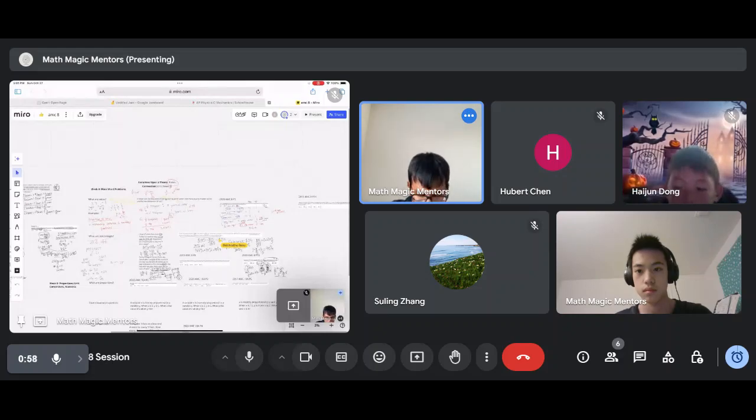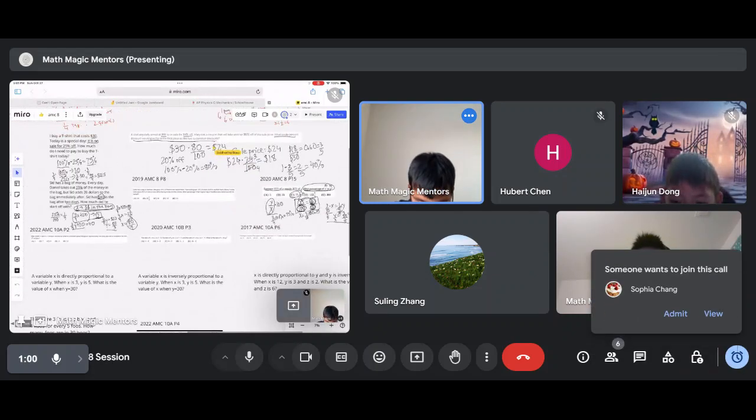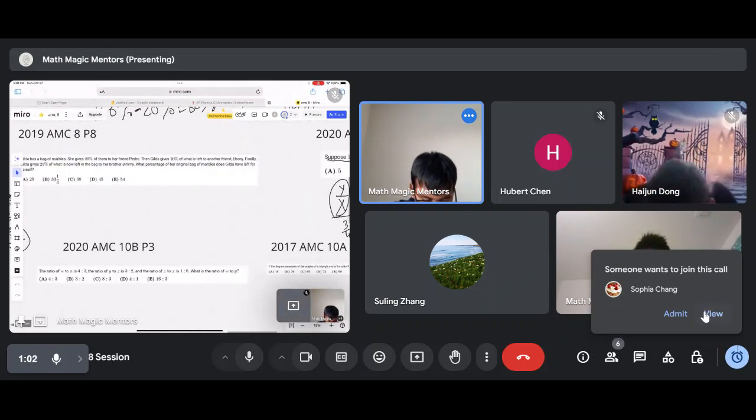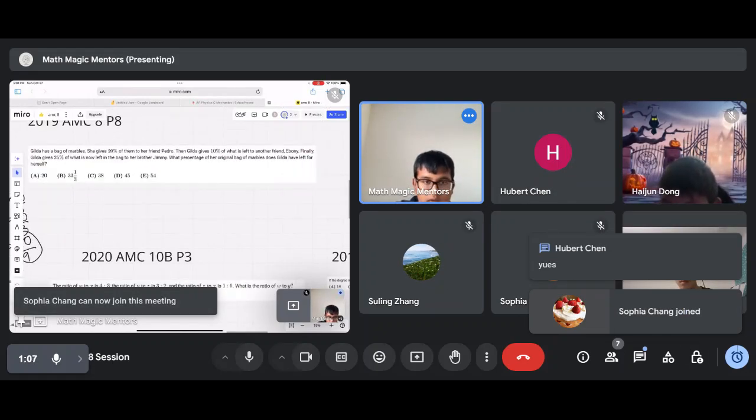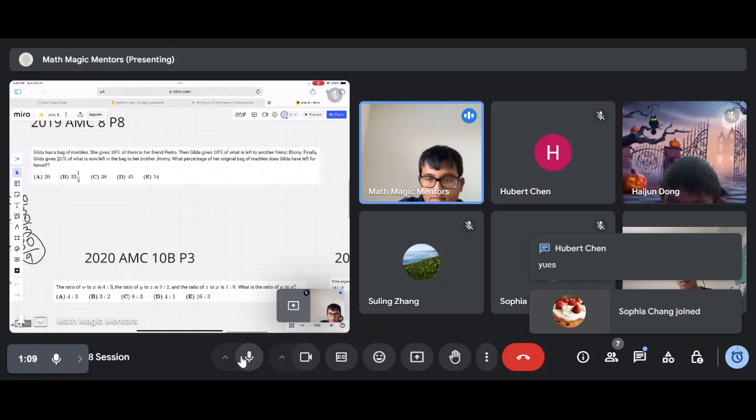Can you guys see my screen? Is my screen clear to everybody? Good.